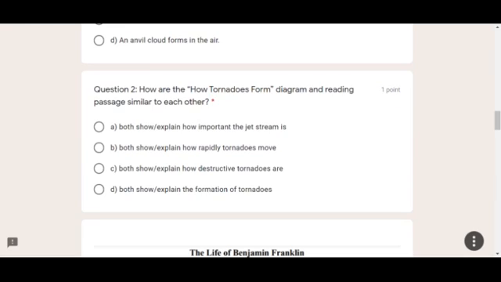Question 2. How are the tornado formation diagram and reading passage similar to each other? A. Both show and explain how important the jet stream is. B. Both show and explain how rapidly tornadoes move. C. Both show and explain how destructive tornadoes are. D. Both show and explain the formation of tornadoes.